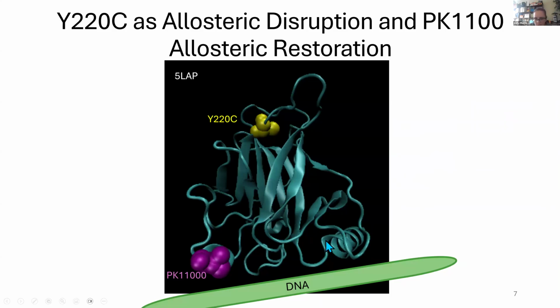And so what we see is that we have two situations of allosteric interaction with this system. So we need to somehow figure out how this would work. Although the Y220C and PK11000 structures were determined already, there wasn't actually a mechanism known of how it did allosteric restoration. So we wanted to shed some light on that by doing some MD simulations and analysis, which we have done on the DNA binding domain, this one, and also on the full length.